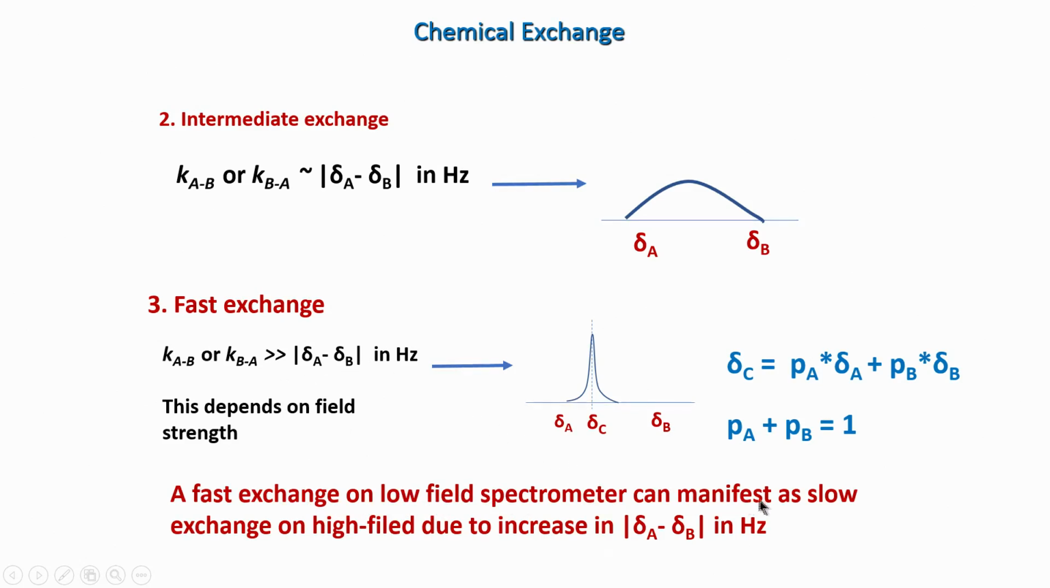But when I go to a high field spectrometer, sorry, this is a typo here. So, at a high field spectrometer, it may become reversed, this k may become less than this, and then it becomes a slow exchange. So, we can change from slow to fast based on the NMR spectrometer.